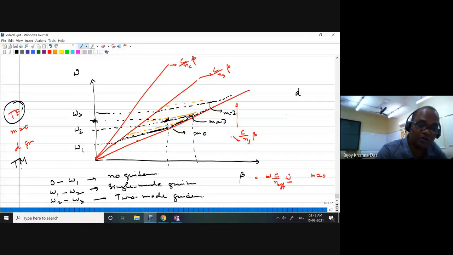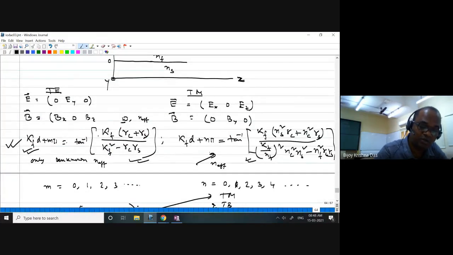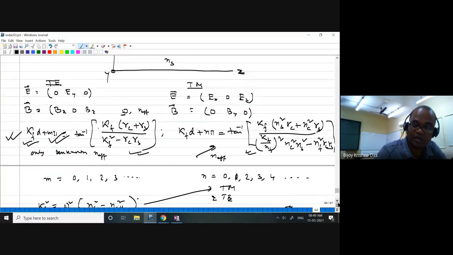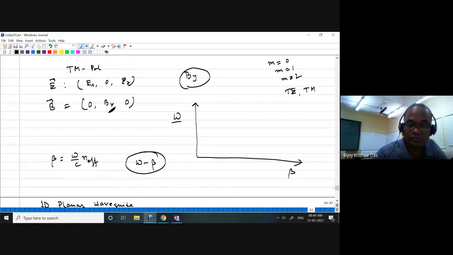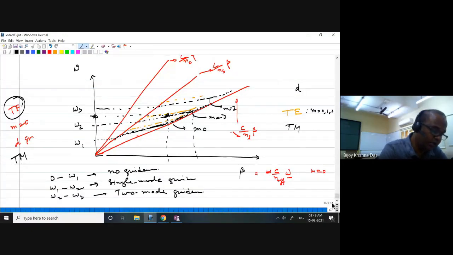So you have to check both polarizations, TE as well as TM. For TE, I run m equal to 0, 1, 2, 3, and so on in this equation. And for TM mode, n equal to 0, 1, 2, 3, 4, and also try to solve this one. So I will be getting many modes. Then I can say, for a given d value, how many modes I can expect to guide.